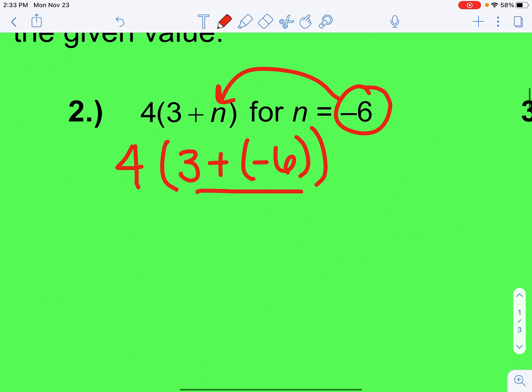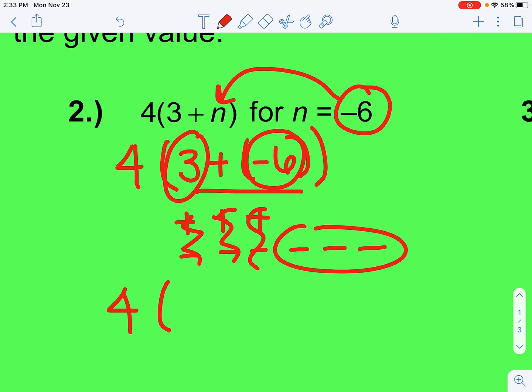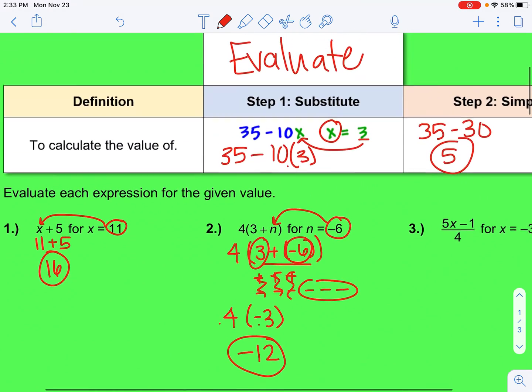So I need to do 3 plus negative 6. And remember, if you can't quite remember how to figure out what 3 plus negative 6 is, let's draw our zero pairs. I have 3 pluses and 6 minuses. These cancel out, so we are left with a negative 3. So I'm really taking 4 times negative 3. And forget your negatives, 4 times 3 is 12. A positive times a negative gives you a negative 12 for an answer.